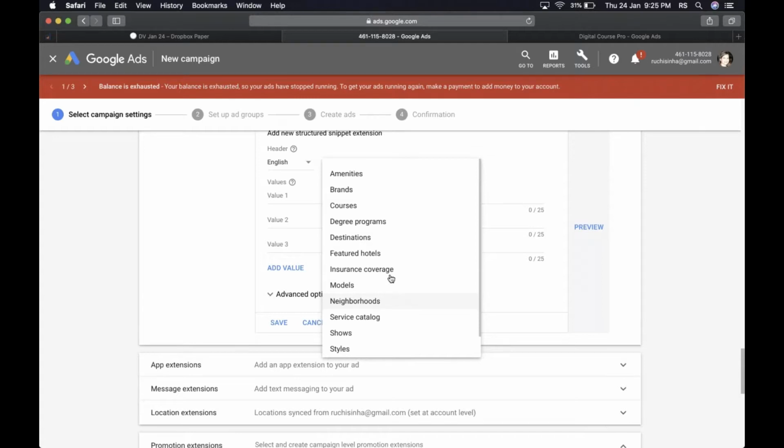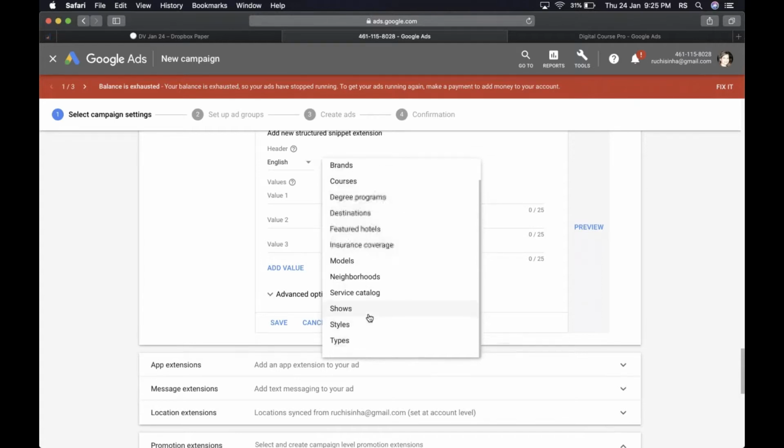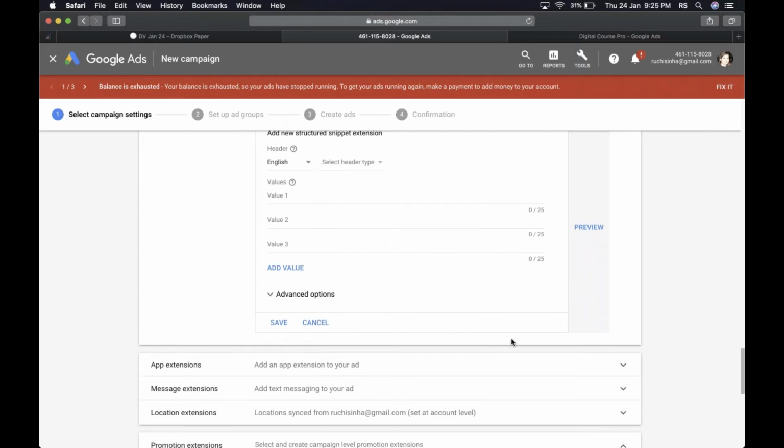Unless you have some offerings, right? These are more about offerings. So for some blog with just content, you can try one of these if it works. That's all. Okay. Not necessarily that we have to fit a particular type of extension into our business. Only if it is relevant, try and use it.